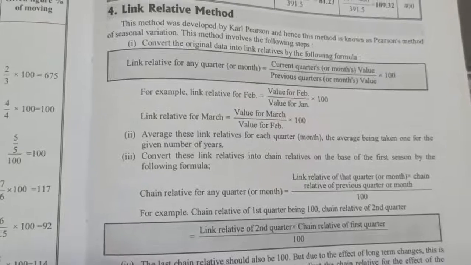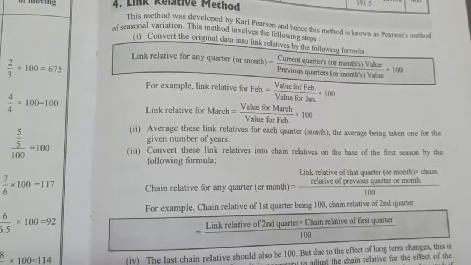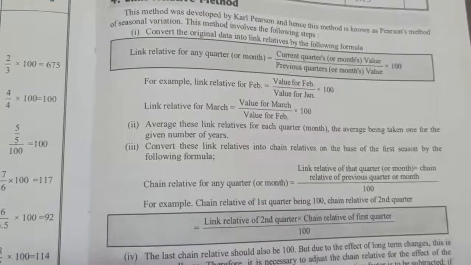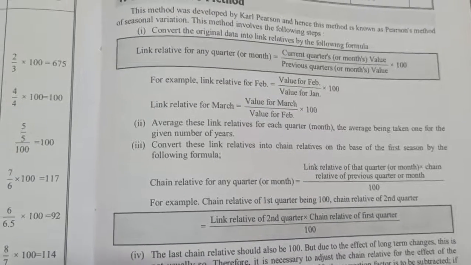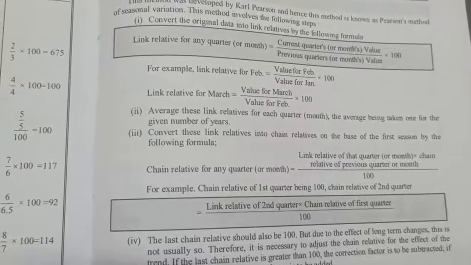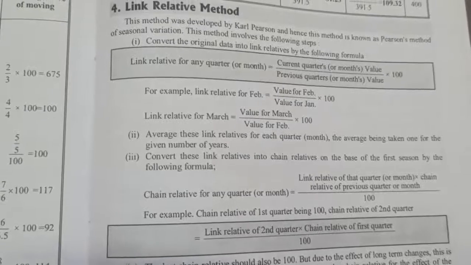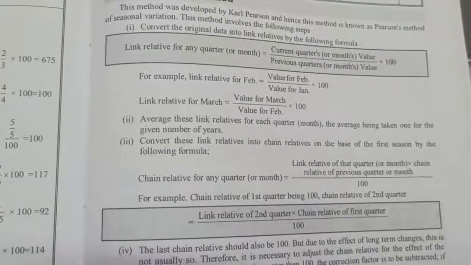The first step is to convert the original data into link relatives. The formula for link relative is equal to the current quarter's or month's value divided by the previous quarter's or month's value, into 100. Second step is we will be averaging these link relatives, and the average will be taken on the basis of the number of years.